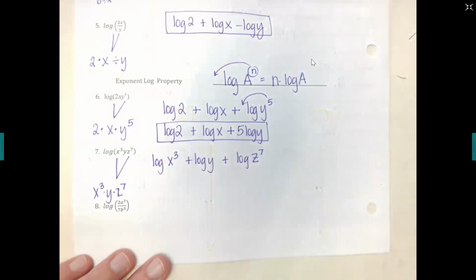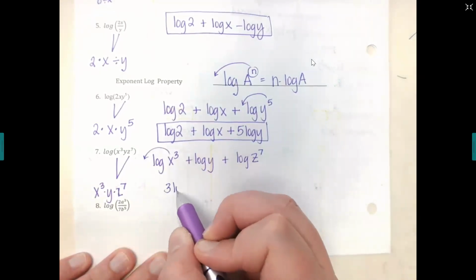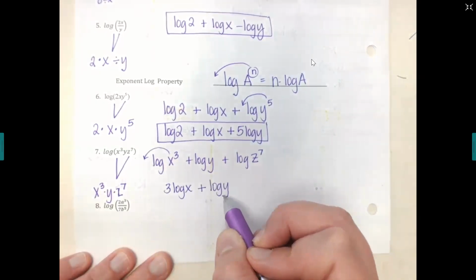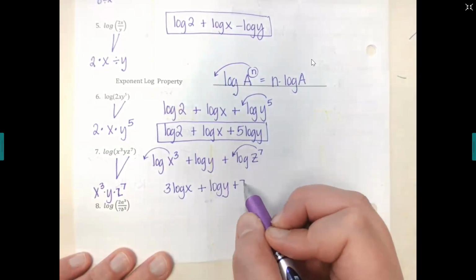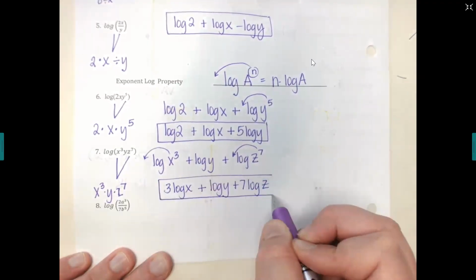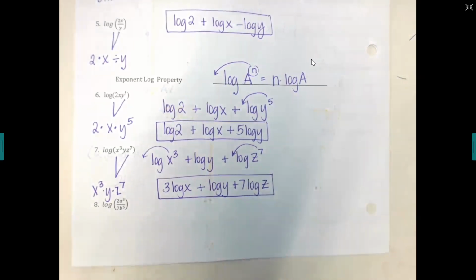So what numbers am I moving? 3 and 7. Okay, the 3 is now going to be a 3 log x. Log y is going to stay the same because it doesn't have an exponent. And then my 7 will come down to be a 7 log z. Okay. Let's take a look at number 8.